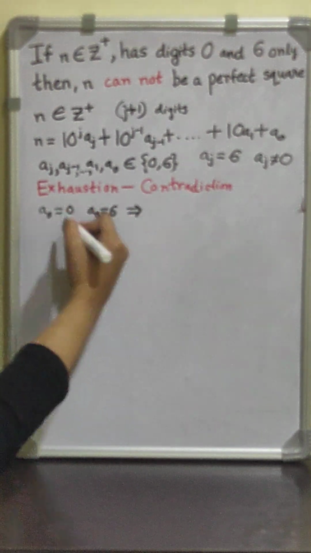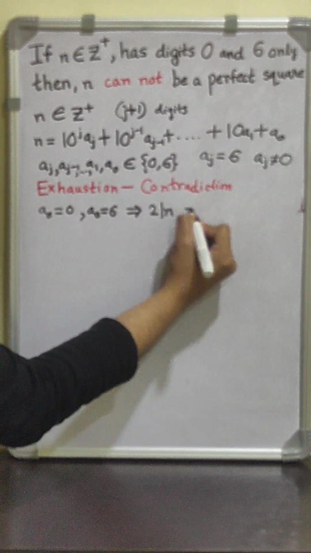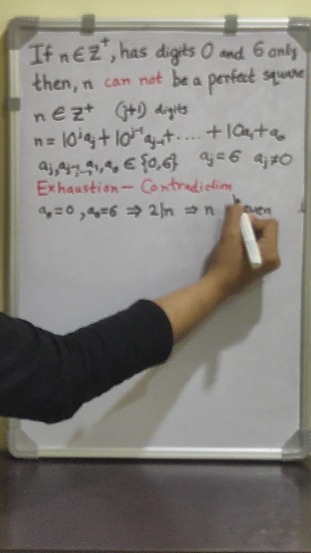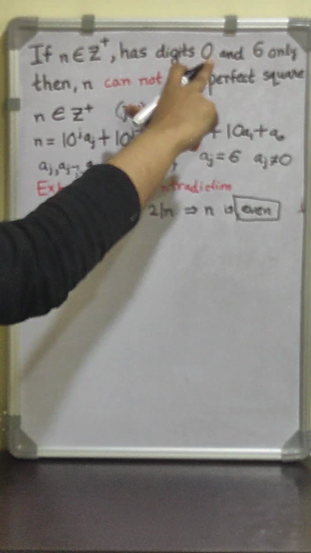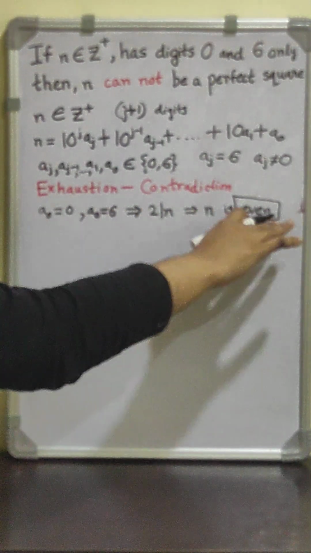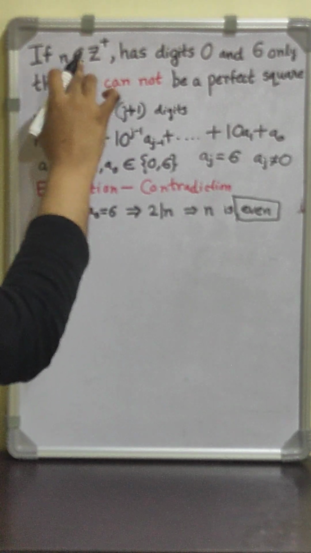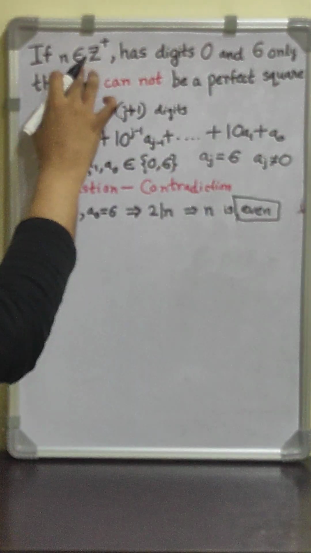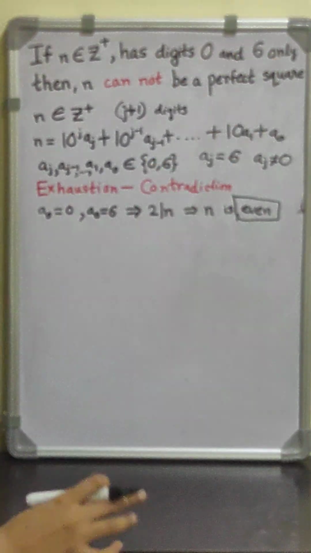We know from the divisibility rule of 2 that for these cases 2 will divide n. In other words, n is even, always. When it has digits of only 0 and 6, n has to be even. So this is a breakthrough here, because now we have enough information to say that n as a number is even. We don't know about perfect squares yet, but n is even with only these possibilities of digits.